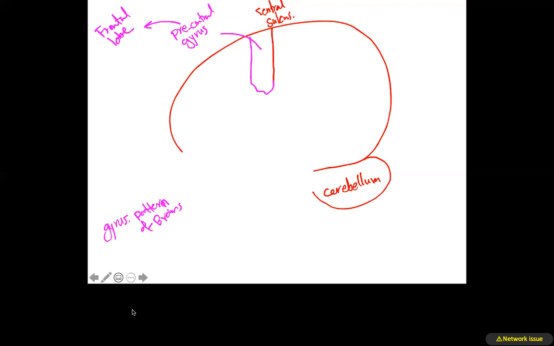Now, going to the back of, or right behind, the central sulcus, you have another gyrus, and this gyrus is after it, so we call it postcentral gyrus. And this, logically, would be part of your parietal lobe.